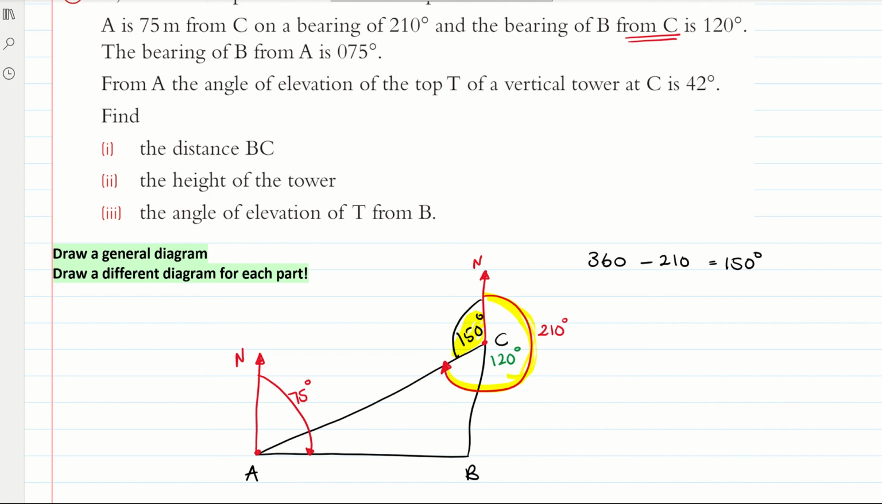If I know that all of that is 210, and I know that just this bit is 120, I can find the bit inside the triangle. So I can find this. So I've got 210 minus 120 is 90 degrees. So let's rethink the sketch.